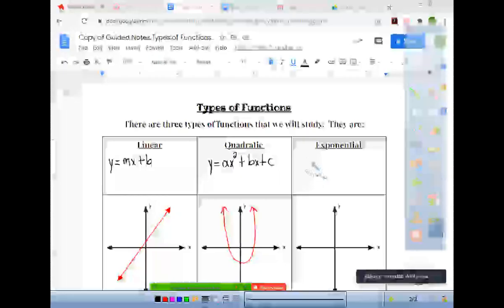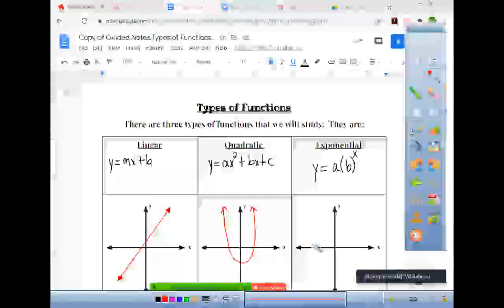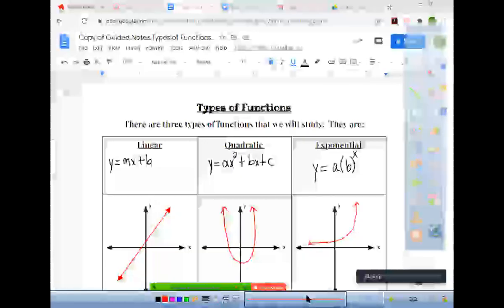Okay, then our last one, exponential, looks like this. Y equals a, parentheses, b to the x power. And when we graph an exponential, it has also got a curve to it, but not quite the U shape that a quadratic has. An exponential looks like this. It's kind of flat and then it curves up real fast. That's an exponential function.